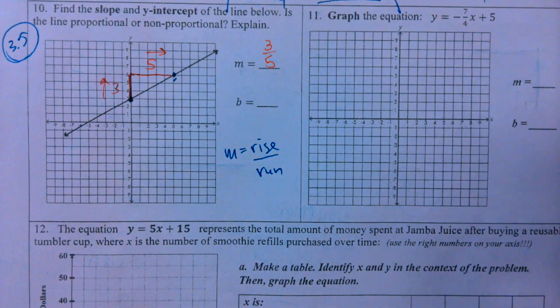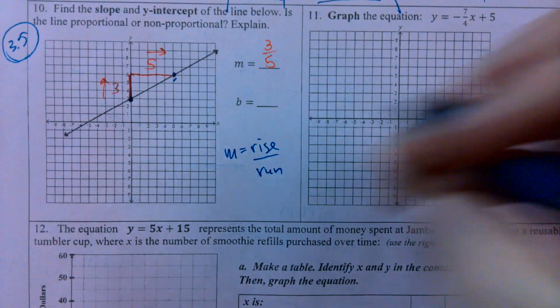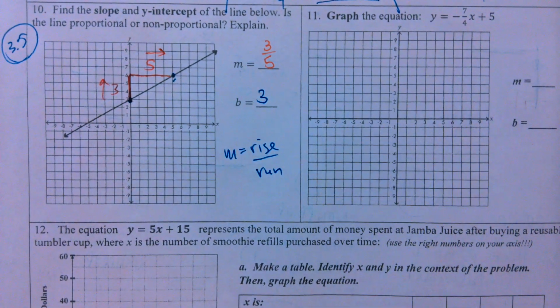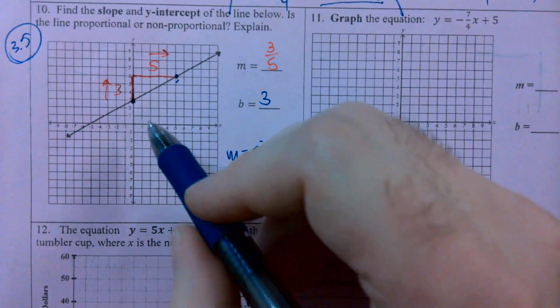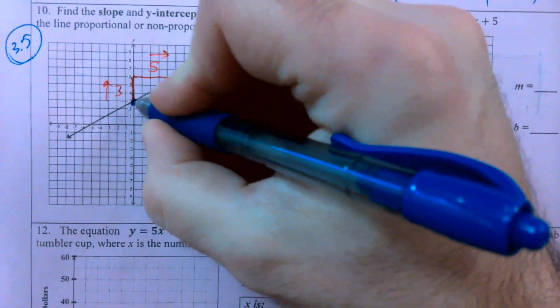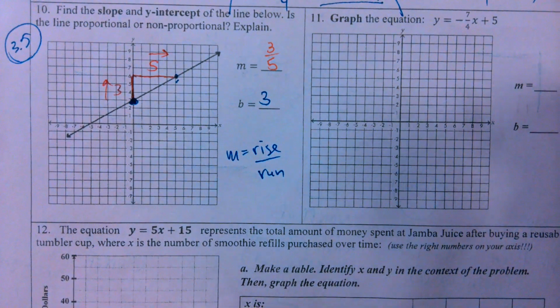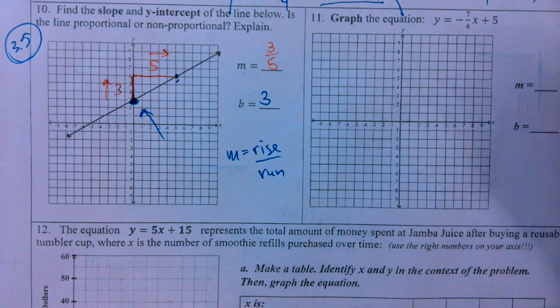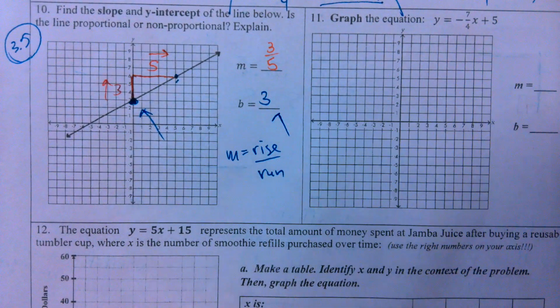Now, Ray, you said my B value here was what? 3. How did you know it was 3? Because we began at 3. Exactly. Great. I love it. You're connecting it to that other lesson, right? We begin at the B, right? So wherever I begin, well, that's at 3. That's going to be my B. Angelina.